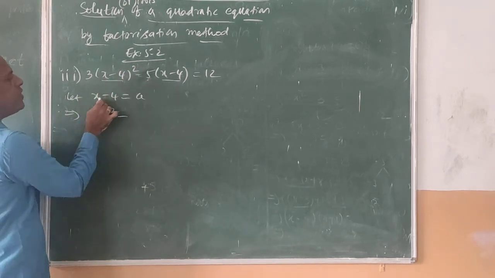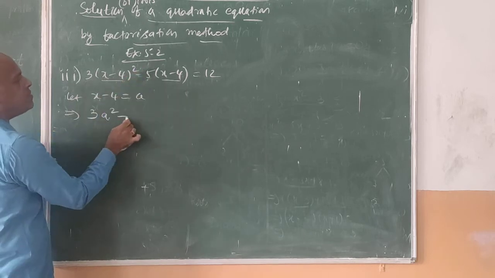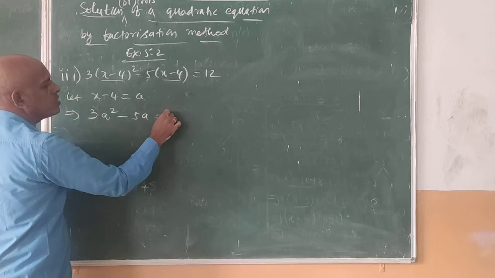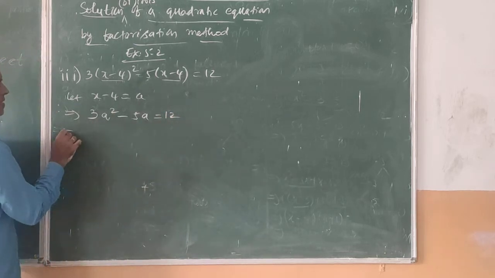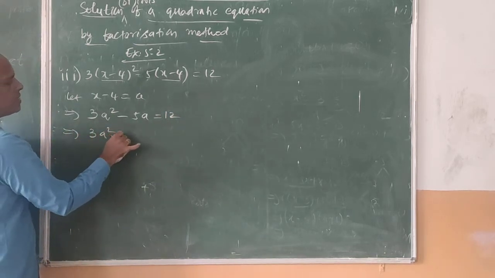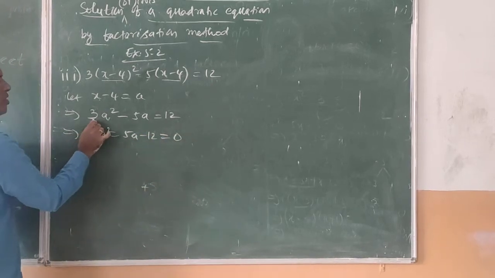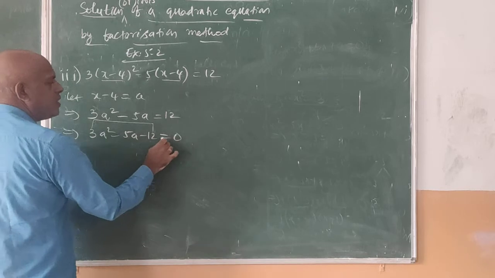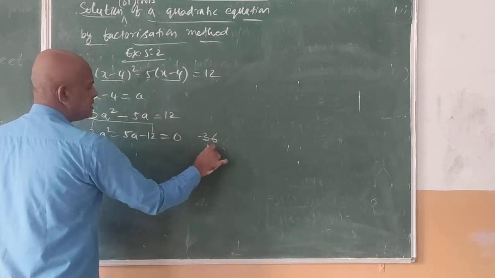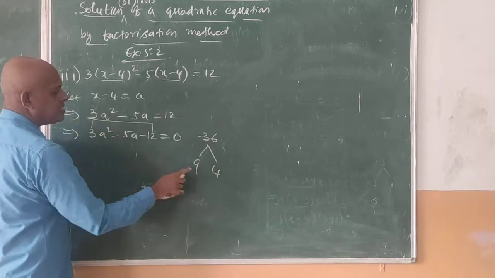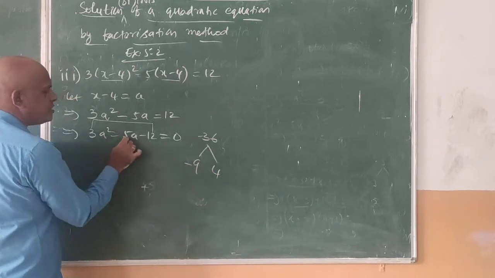3 into (x minus 4) is considered as a, so 3a square minus 5 into (x minus 4), which is a, is equal to 12. Bring 12 to this side: 3a square minus 5a minus 12 is equal to 0. There is a square coefficient, you have to multiply here: 3 into minus 12 is minus 36. 9 fours are 36. Because we have to get minus 5, we take minus 9 plus 4, which is minus 5.